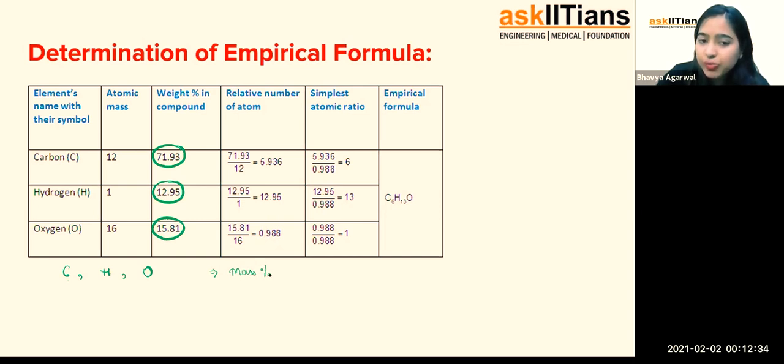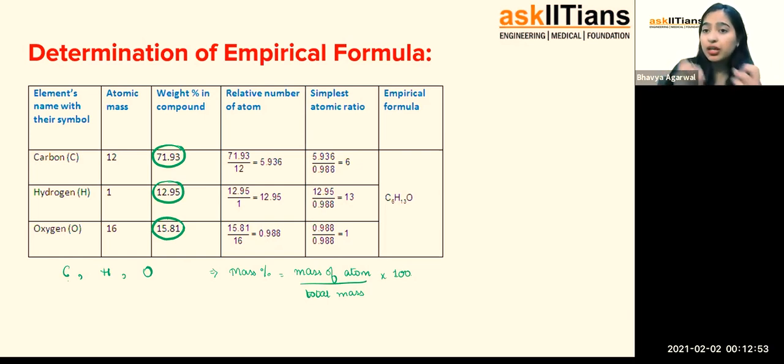So what is mass percentage of any element? It is the mass of that atom divided by total mass into 100. It means how much of that atom is present in a particle which is bearing a total mass of 100, right?